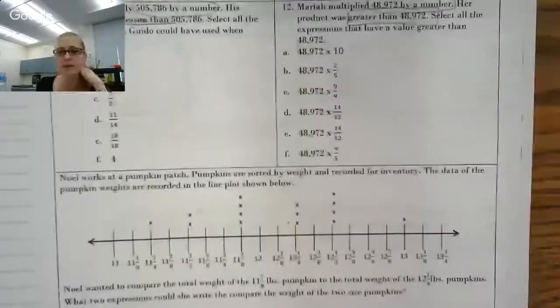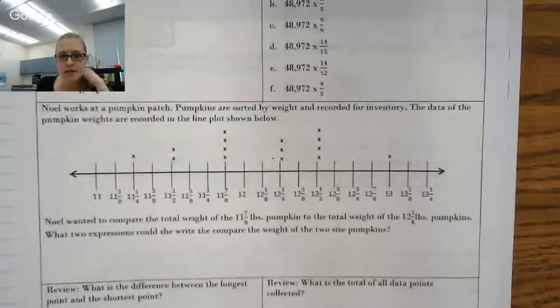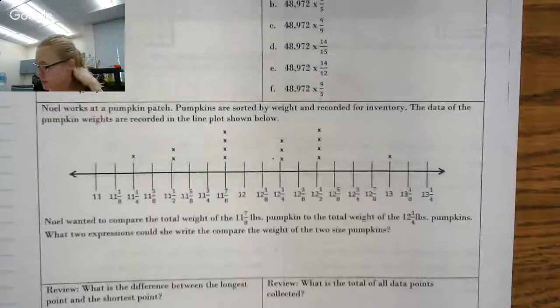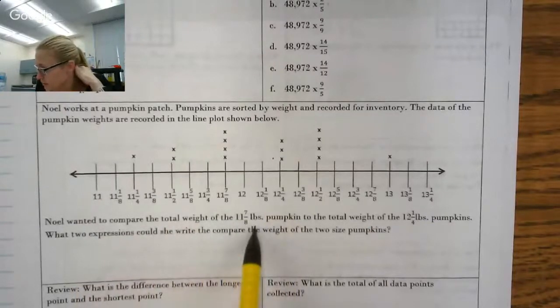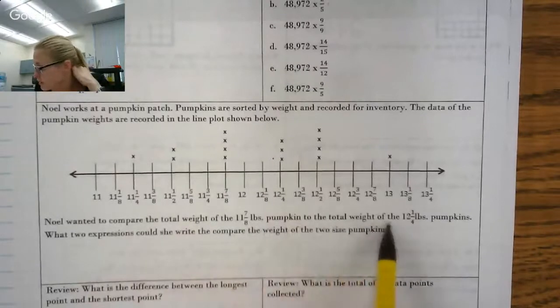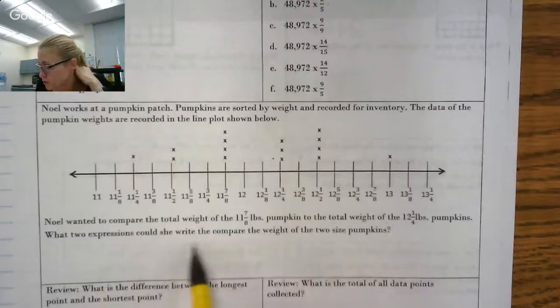Let's look down here. We've got a beautiful looking line plot. And on my line plot, it says, Noelle works at a pumpkin patch. Pumpkins are sorted by weight and recorded for inventory. The data of the pumpkin weights are recorded on the line plot shown below. Okay, so I have this line plot. Noelle wanted to compare the total weight of the 11 7/8 pound pumpkins to the total weight of the 12 1/4 pound pumpkins. What are two expressions she could write?